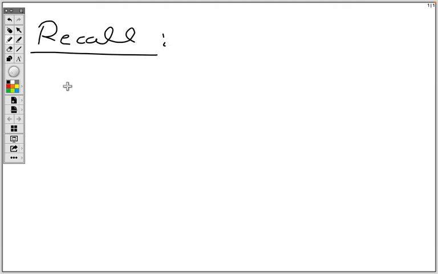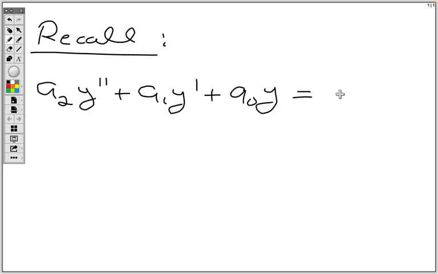So kind of the setup here where we're at is we're looking at differential equations that look like this: a2 y double prime plus a1 y prime plus a naught y equals 0. So if you encounter one of these things, how do we classify it? Well, it's a second order constant coefficient homogeneous differential equation. Okay?